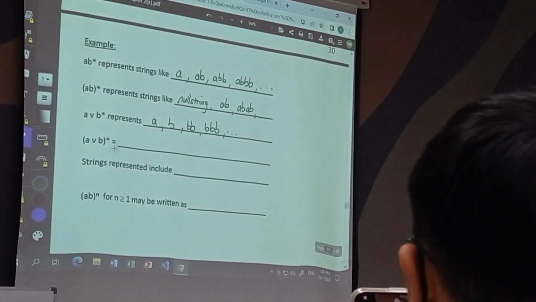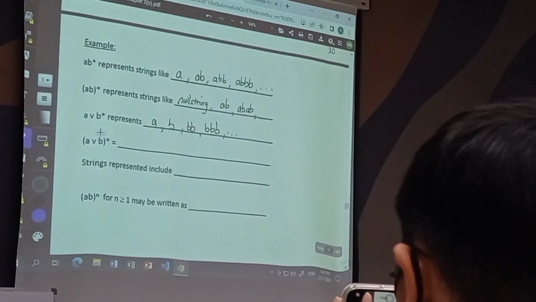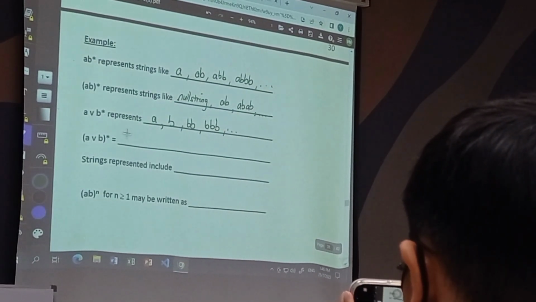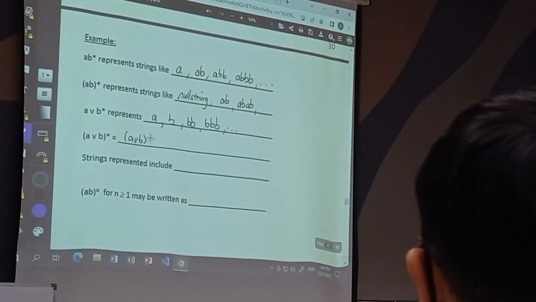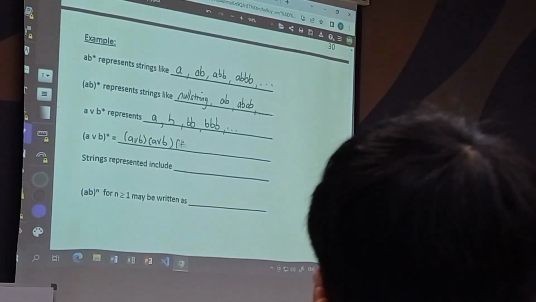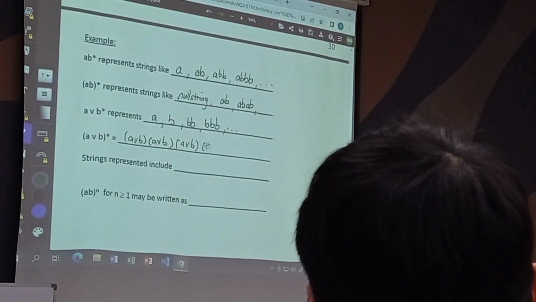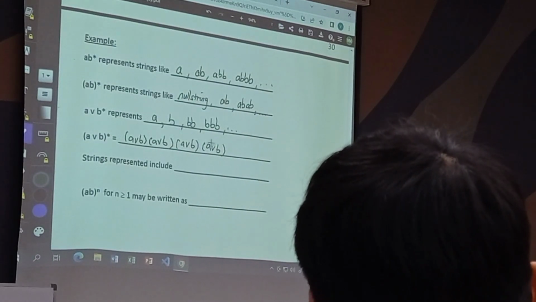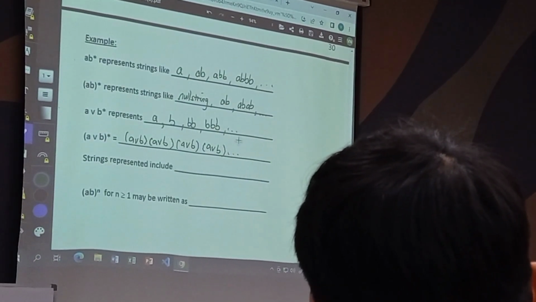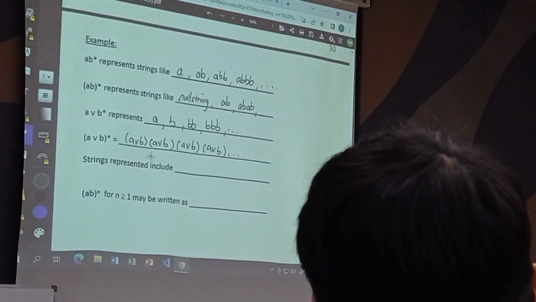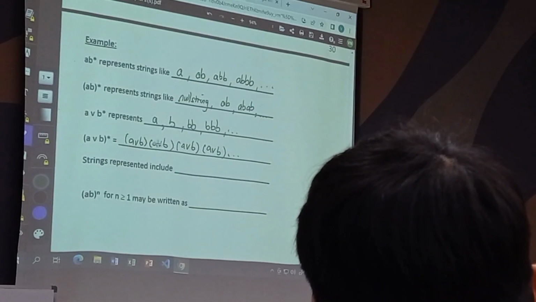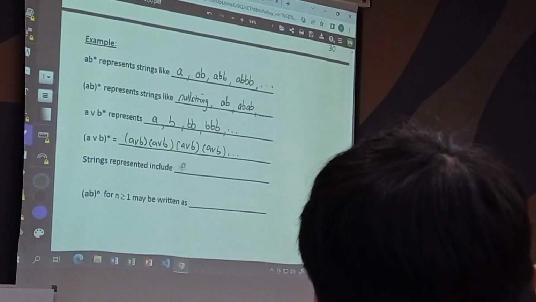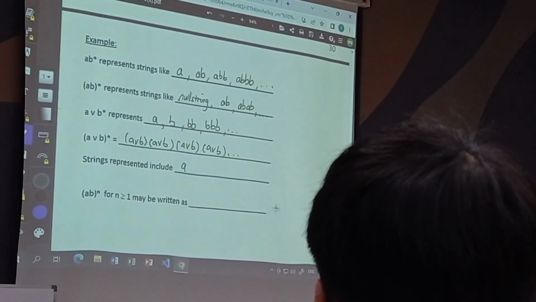How about this? A or B bracket asterisk. So this one means I can loop the A or B many times. A or B, A or B, A or B. Every time we loop, we will loop this whole thing. A or B every time. So when you write the string, it depends on the loop that you repeat here. Every time you choose A or you choose B. So if let's say the first one I choose the A, then the string I have will be A, if I only loop one time.